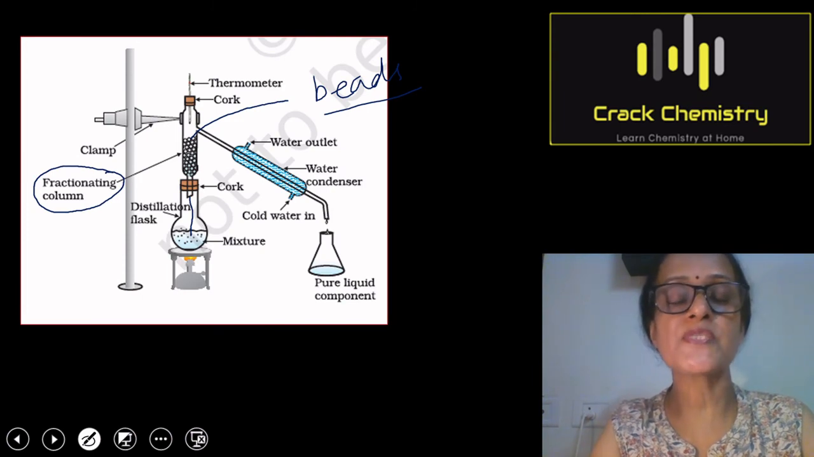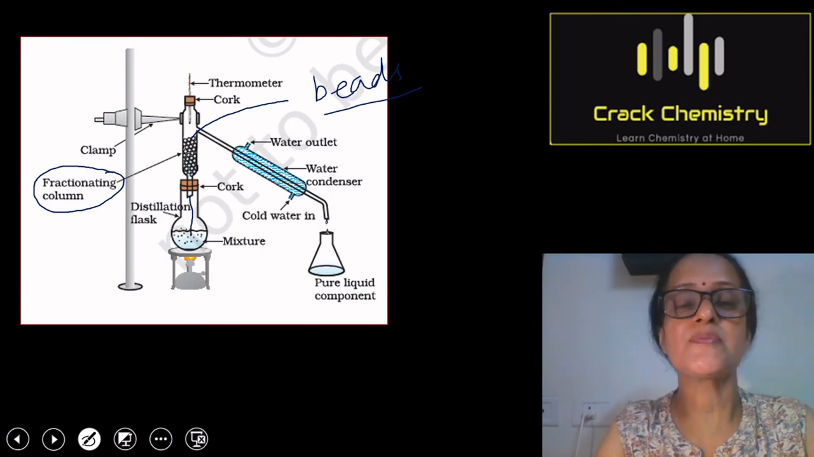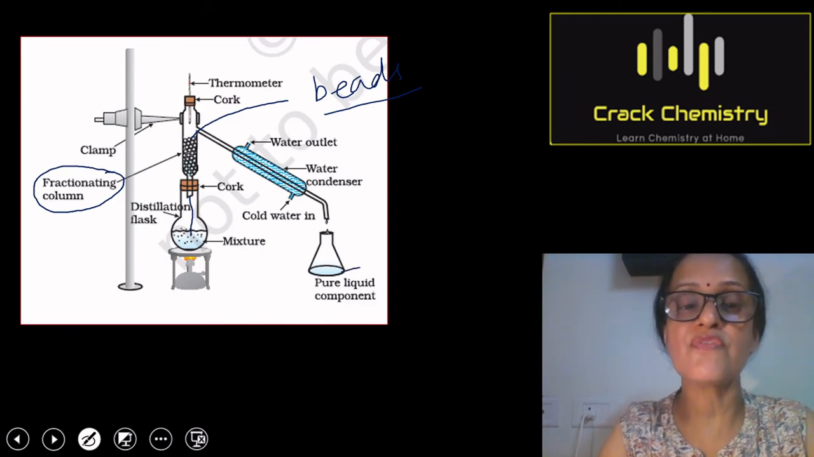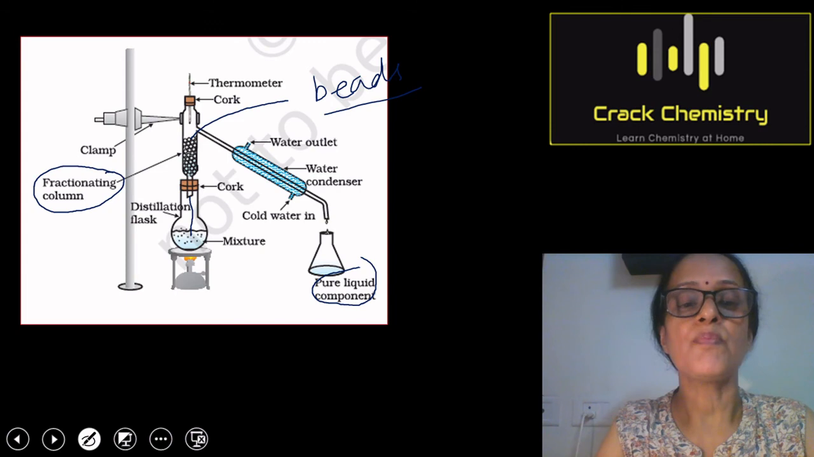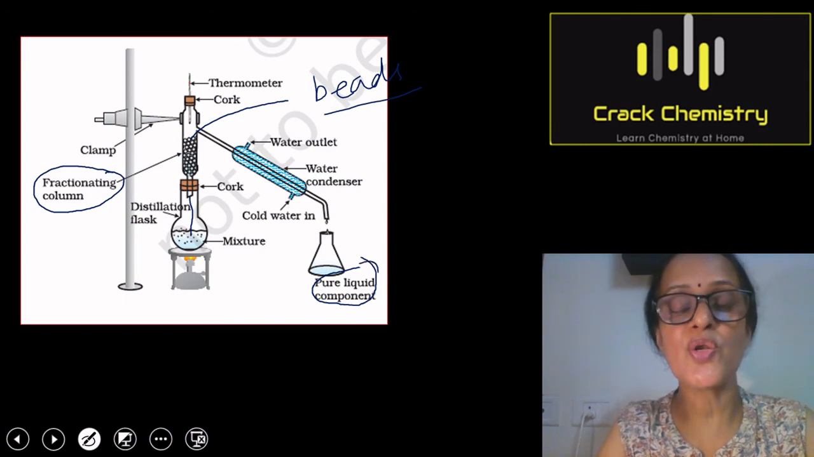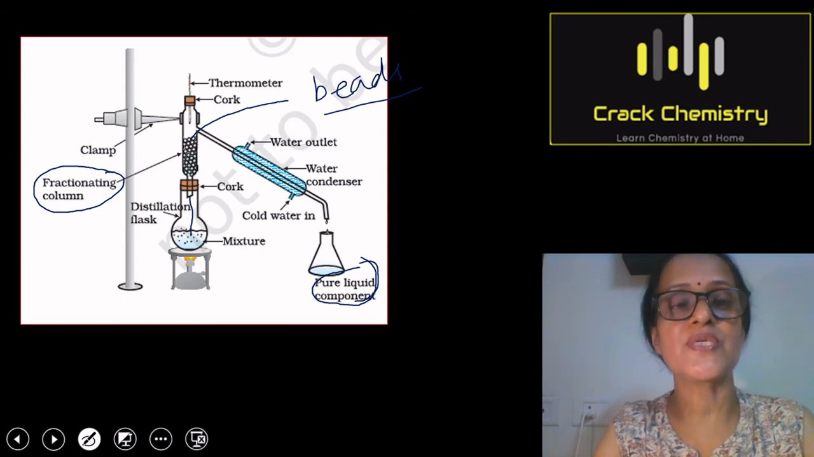Glass beads provide more surface area, as a result of which the vapors of the higher boiling liquid will condense and fall back into the distillation flask, and the liquid which passes through the condenser will be rich in the lower boiling liquid. The liquid which is collected in the receiving flask mostly consists of the lower boiling liquid. Now this liquid is subjected to fractional distillation again. Finally, we will get the pure liquid component which had the lower boiling point in the receiving flask. So as the process is carried out in different fractions, it is called fractional distillation.